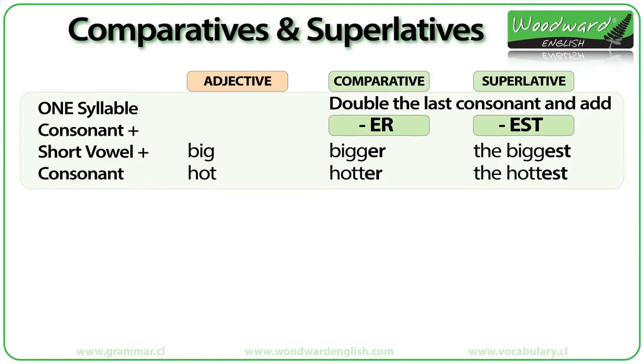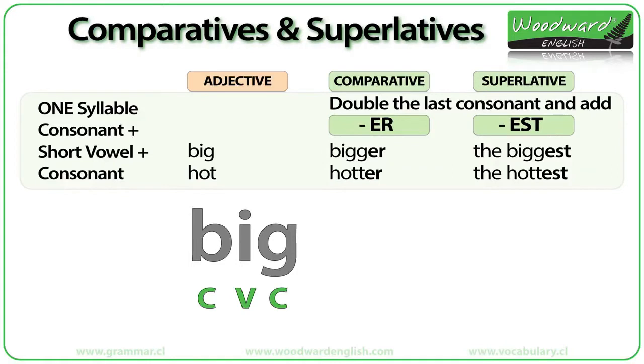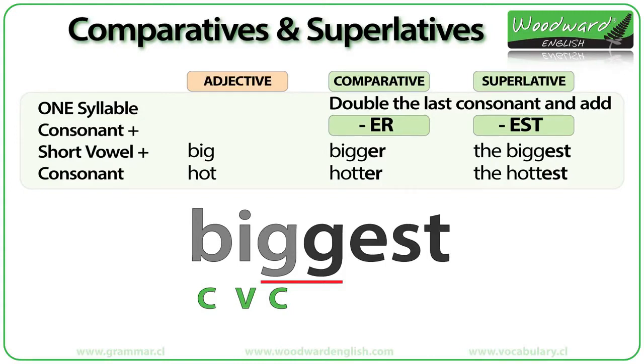When an adjective has one syllable and ends in a consonant plus a short vowel plus a consonant, such as big and hot, we double the last consonant and add er for the comparative and est for the superlative. For example, big ends in a consonant b, a short vowel i, and another consonant g. So we double or make two of the last consonant. With the word big, the last consonant is g, so we need two g's. Big becomes bigger with two g's. The superlative is biggest, also with two g's.